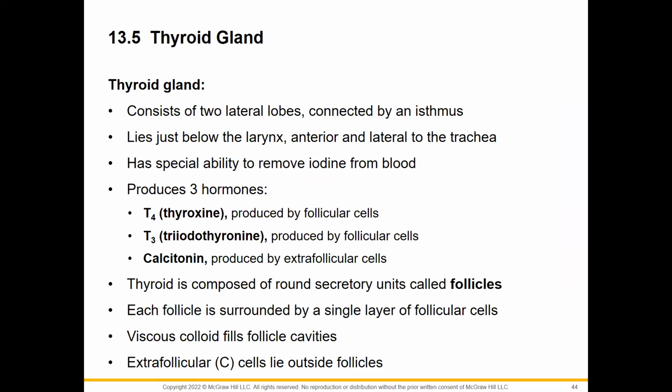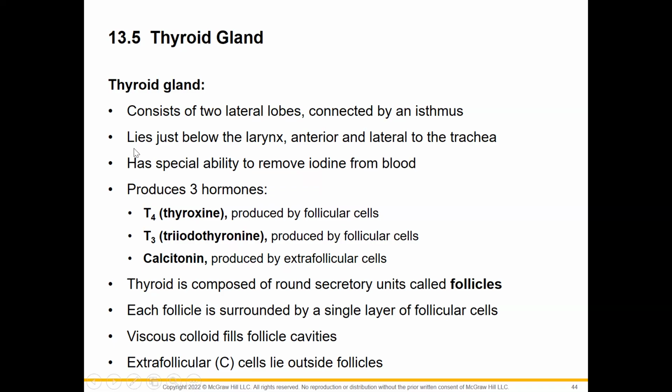So now let's talk more about the thyroid. The thyroid gland has two lobes. These lobes are lateral, right? So when you look at the thyroid, it sort of looks like a butterfly. The major parts of it are going to be on the lateral aspects of that organ. What connects those two halves is this little piece of thyroid tissue called the isthmus. So two lateral lobes connected by an isthmus.